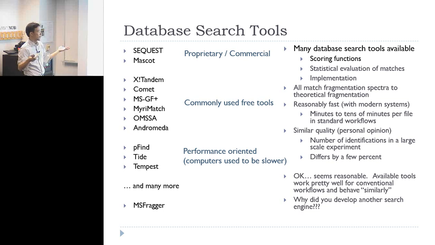It takes minutes or tens of minutes per file, and in my opinion, they're all of similar quality. I know there are people who will strongly disagree and will say, okay, this tool is the best tool ever. But in my experience, they're all similar. In a large-scale experiment, they all give you pretty much the same number of identifications, at a fixed error rate. They differ by a few percent. So, okay, seems reasonable. All these tools work pretty well for conventional workflows and behave similarly. So why did I develop another tool? Well, obviously, it's for unconventional workflows.